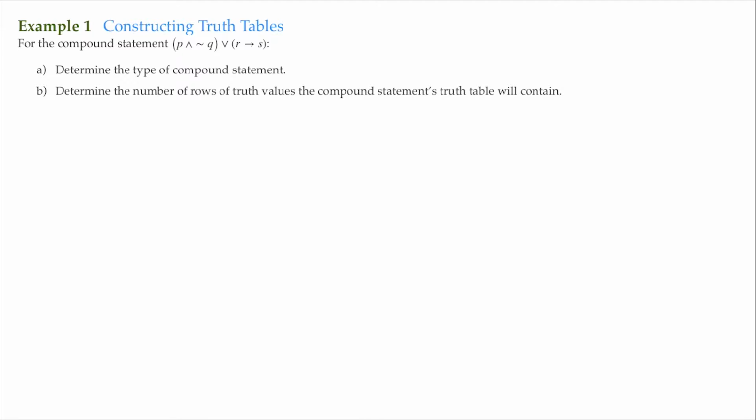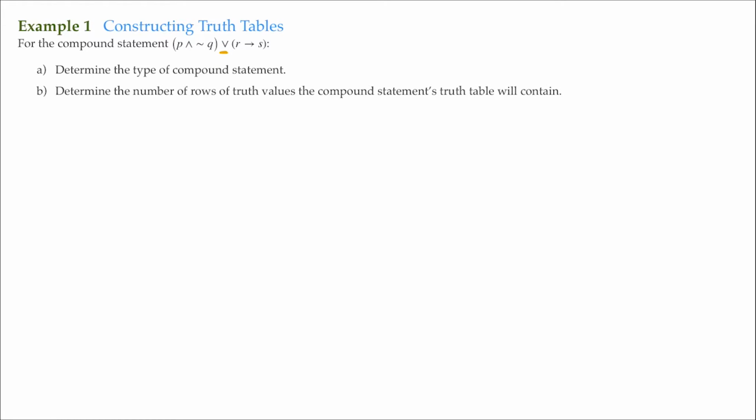For this example, I'm going to show you how to read this compound statement here. This is read as P and not Q, or if R, then S. And you can see here that this first clause, P and not Q, is separated, and it has these parentheses around it. And then we have a second clause over here, which is if R, then S. And then in between, we can see that we have an or.